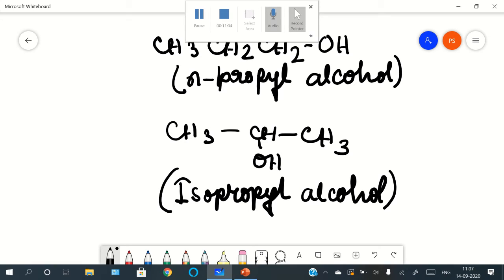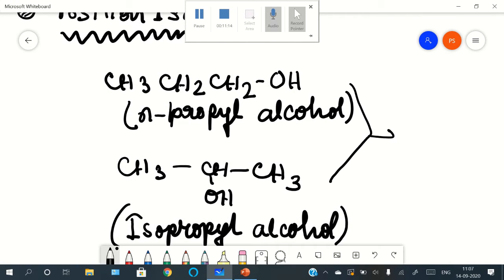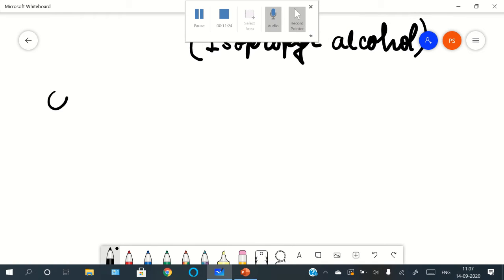Only by changing the position of functional group in a compound, we create a different kind of compound, both of which have same molecular formula of C3H8O, but completely different compounds. The third category was functional group isomerism.